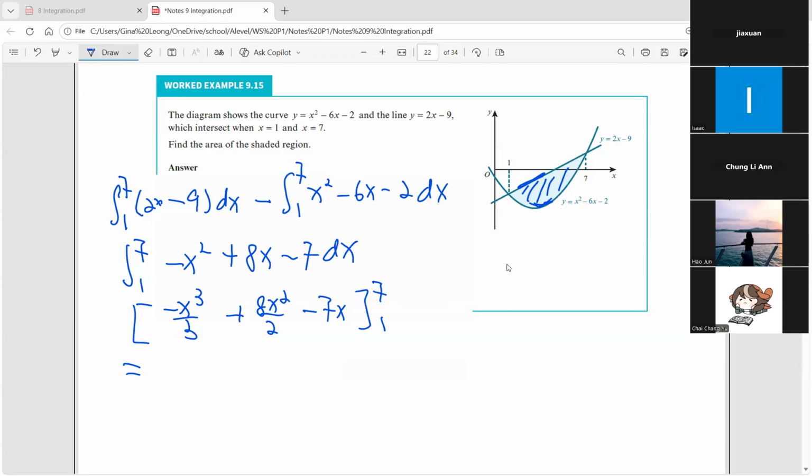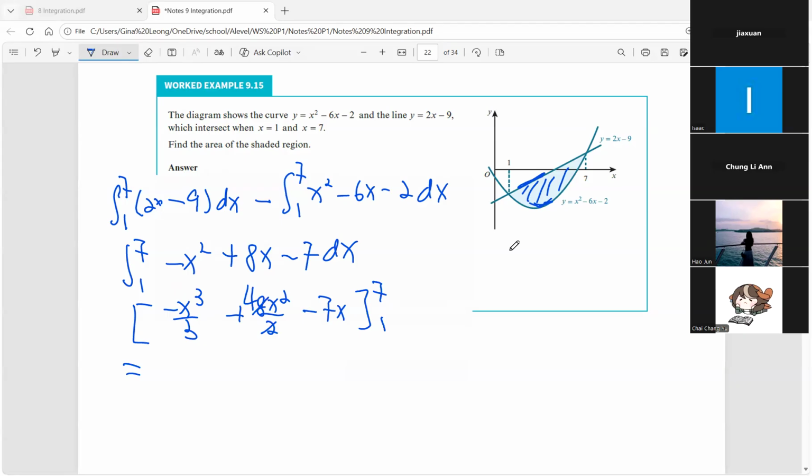Okay. So same case again. Now you start to press the calculator. This one I can simplify. Okay. So I press my calculator. I form the equation also. Negative x to the power 3 over 3 plus 4 times x squared over 2, minus 7x. Okay. So the same thing again. I always do like this. Okay. Then after that, calculate.